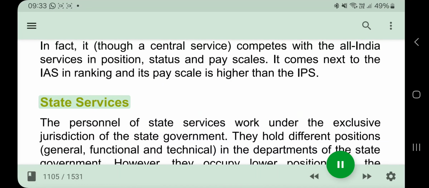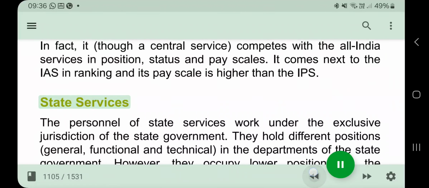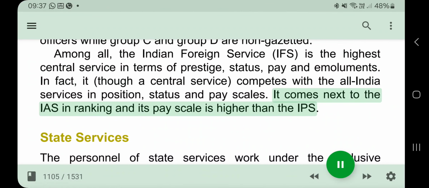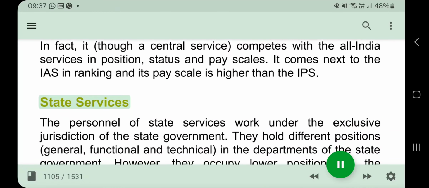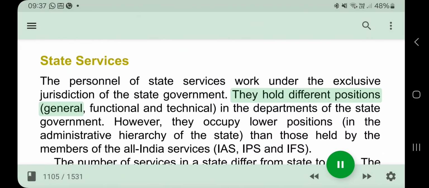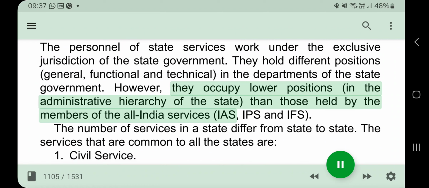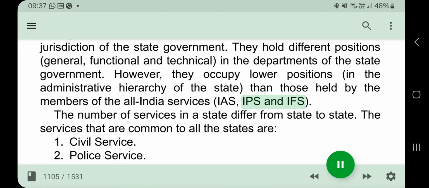State services. The personnel of state services work under the exclusive jurisdiction of the state government. They hold different positions, general, functional and technical, in the departments of the state government. However, they occupy lower positions in the administrative hierarchy of the state than those held by the members of the All India Services, IAS, IPS and IFS.